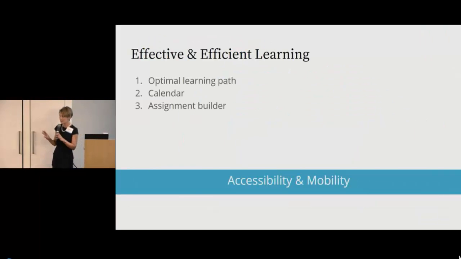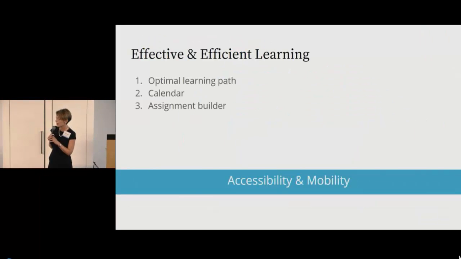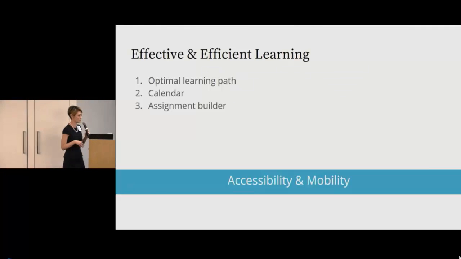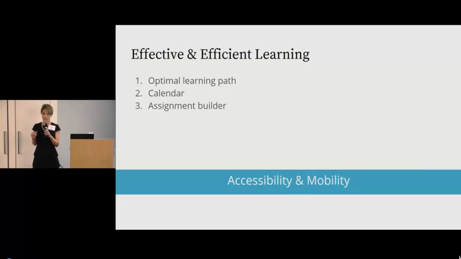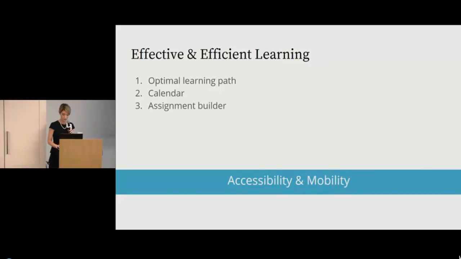So there are 3 things that I would like to highlight in my course: the optimal learning path, which we briefly saw, the calendar, and then the assignment builder. There's a lot more. I could spend a couple hours showing you everything that I did, but I think those are the 3 key areas where you're going to see the biggest difference from the previous Wiley Plus platform, and that was one of our questions earlier. All of this is based on the importance of accessibility and mobility, which Laura also touched on.